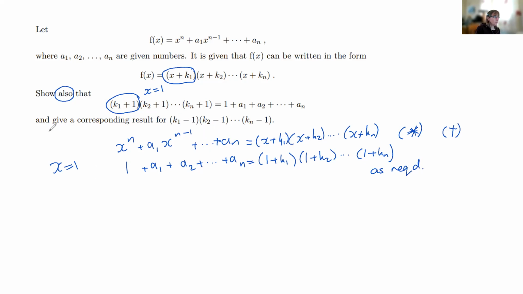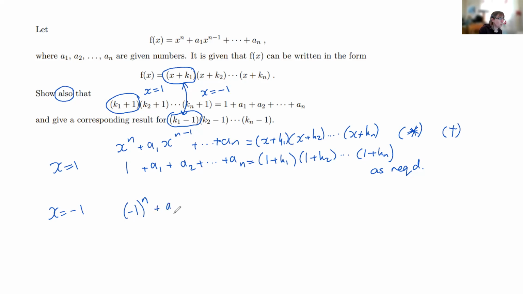Now, the last part says give a corresponding result for. So we probably want to do something very, very similar again. And this time, if we compare these two brackets, it looks like we might want to take x equals minus 1. So let's do that. So here we're going to get minus 1 to the n. If n is odd, this is going to be minus 1. If n is even, this is going to be plus 1.